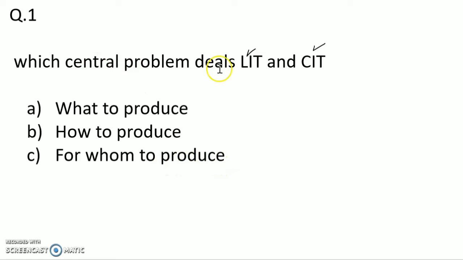Then what is the answer? LIT and CIT mean labor intensive technique and capital intensive technique. That problem deals with how to produce. So the answer is option B, how to produce.